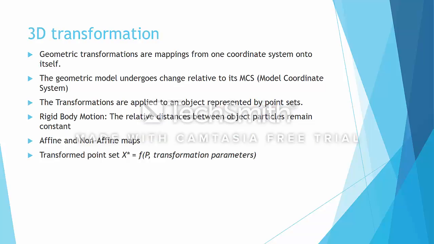The 3D transformations. Geometric transformations are mappings from one coordinate system onto itself. The geometric model undergoes changes relative to its model coordinate system. The transformations are applied to an object represented by point sets. We see the rigid body motion, in which the relative distance between the object particles remains constant, and the transformed point set is shown with the help of transformation parameters.